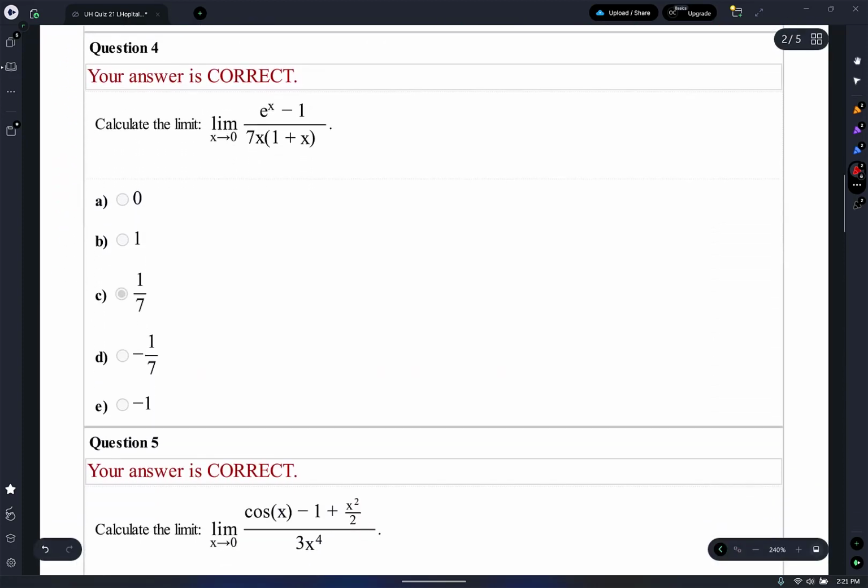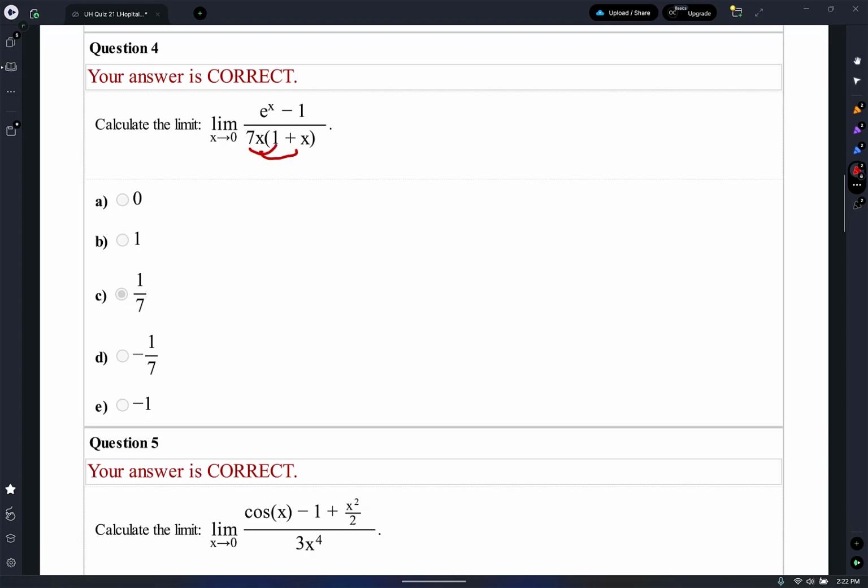See, the first 6 or 7 are going to be pretty fast. You don't get to hard ones until like question 8 or 9. So if I plug in a 0 there, I get a 1. I plug in a 0 there, I get a 0. e to the 0 is 1, 1 minus 1 is 0. Numerator is 0, denominator is 0. So I get 0 over 0. Again, you're going to do L'Hopital's.